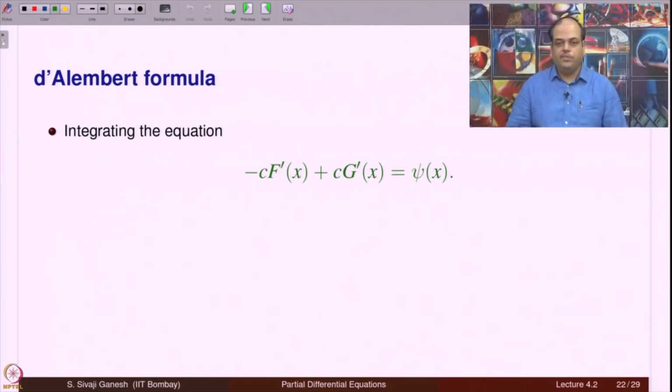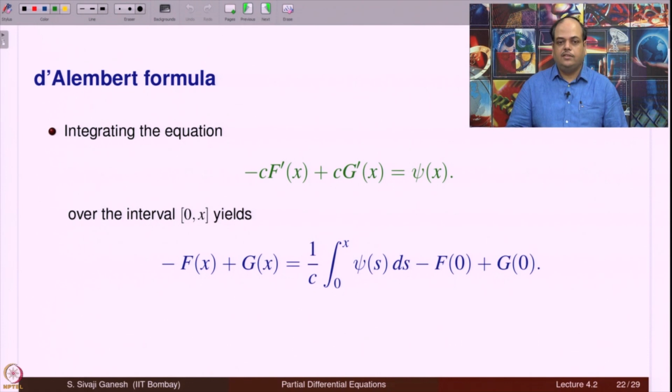So, let us integrate this equation between 0 and x. Once you integrate from 0 to x, this is actually minus c times (f prime minus g prime), so that is (f minus g) whole prime. So, if you integrate, you get (f minus g) at x minus (f minus g) at 0, the 0 terms are being transferred this side, and here you have integral 0 to x of psi(s) ds, and then you divide by c. So, you get 1 by c. Please do this computation.